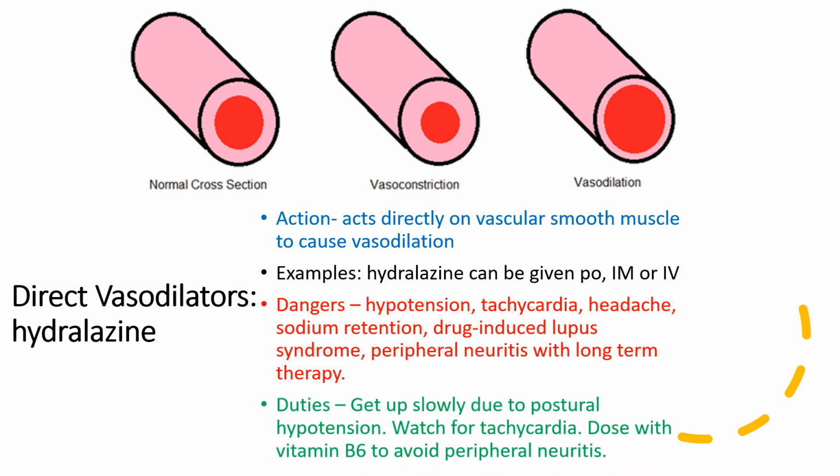The duties here, again, are to get them up slowly. I think that's been a theme throughout, get them up slowly. Watch for tachycardia here, and if they do have to be on this medication a long time, B vitamins always protect your nerves. So if you ever have something where you have a risk of peripheral neuritis or paresthesias, vitamin B6 should be mentioned.